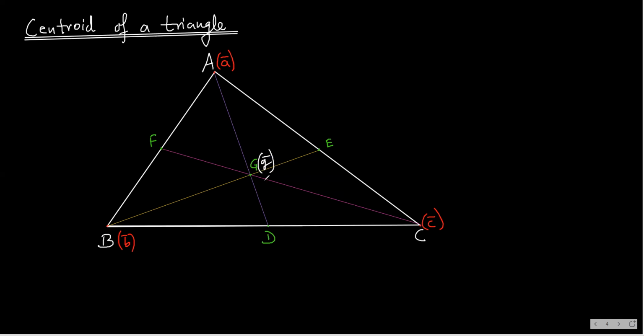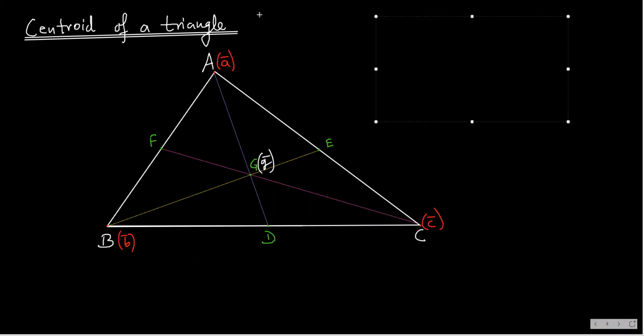The question here is, if I know the position vectors of points A, B, and C, and G happens to be the centroid of triangle ABC, I can find the position vector of the centroid in terms of the position vectors of these vertices. And that is G bar equals A bar plus B bar plus C bar upon 3. This is what we have to prove. What is the centroid of a triangle equal to? G bar is A bar plus B bar plus C bar upon 3. Very simple one. Let us do it.